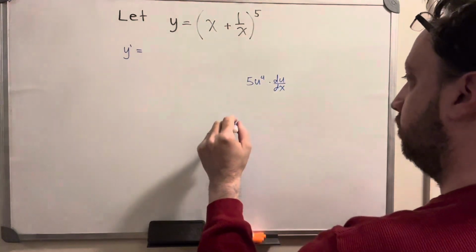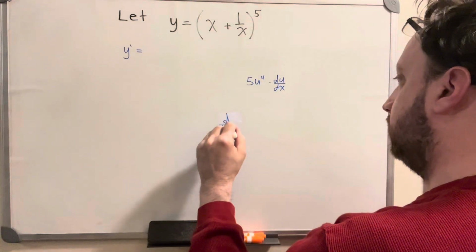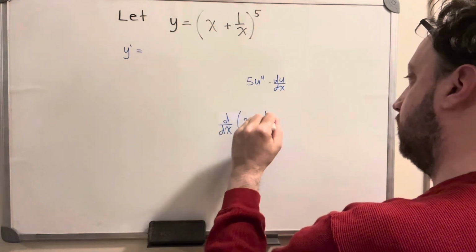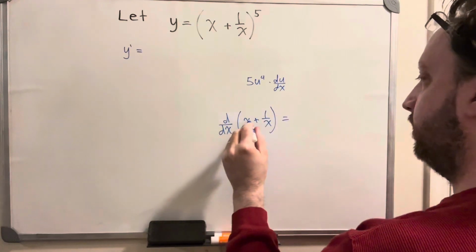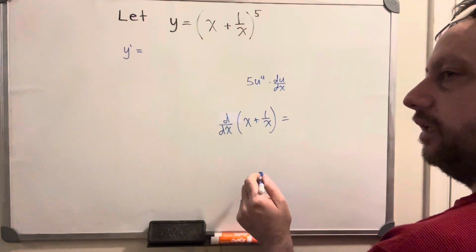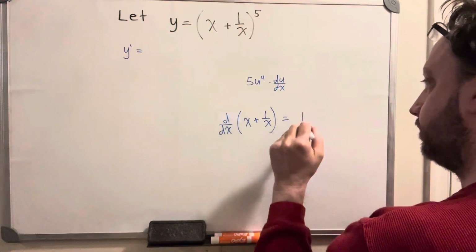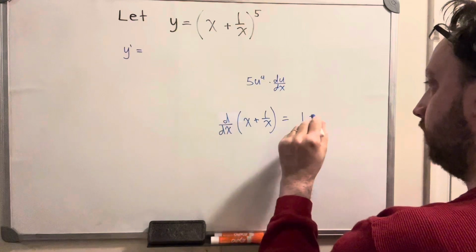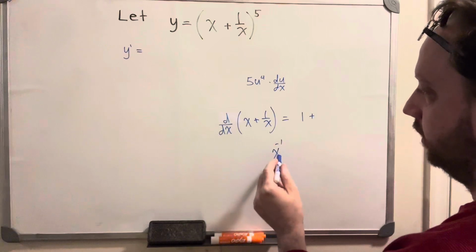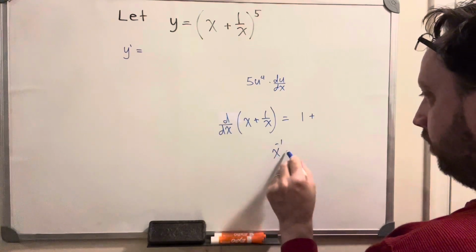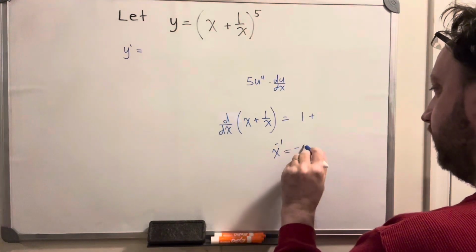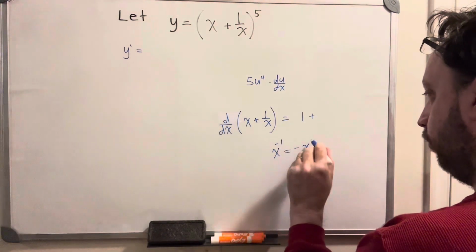So what's the derivative of x with respect to x? It's just 1, right? And we're adding. What's the derivative of x to the negative first? Negative 1 times x, and then decrement the exponent, negative 1 minus 1, so it's negative 2.